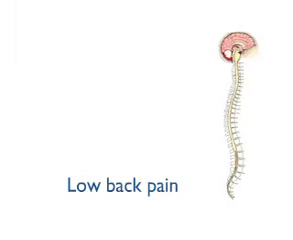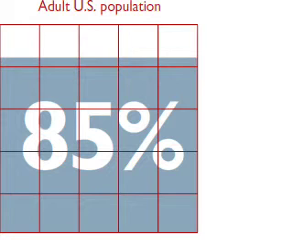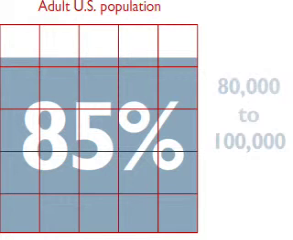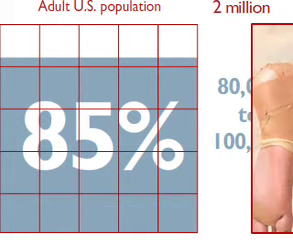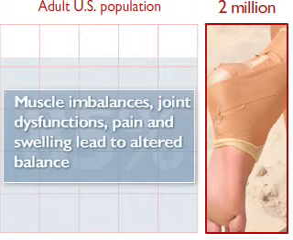This is critical for the health and fitness professional to understand because 85% of the adult U.S. population experiences low back pain. An estimated 80,000 to 100,000 anterior cruciate ligament, or ACL, injuries and 2 million ankle sprains occur annually. Thus, muscle imbalances, joint dysfunctions, pain, and swelling can lead to altered balance. Therefore, the majority of the clients that health and fitness professionals work with may have decreased neuromuscular efficiency.